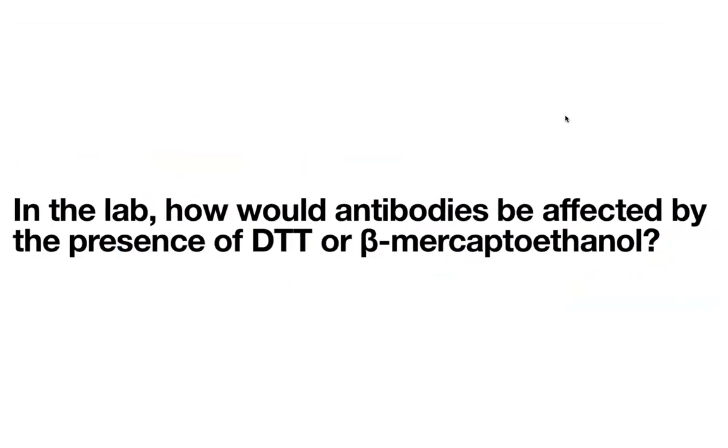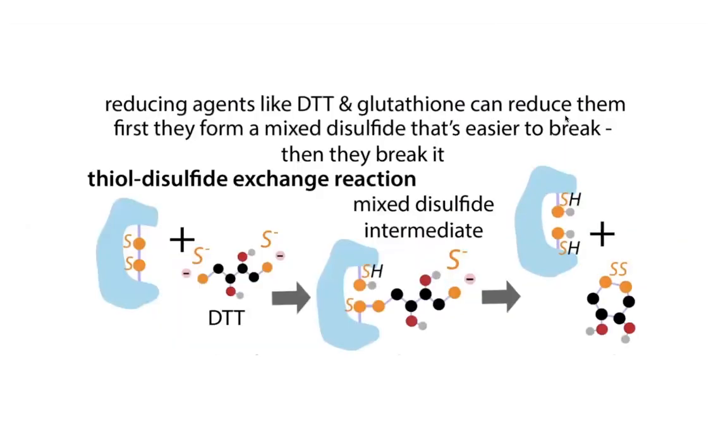But if we're in the lab, how would these antibodies be affected by the presence of DTT, or beta-mercaptoethanol? So think back to what these are. Remember, in the lab, we used DTT when we were purifying our protein because we wanted to mimic the intracellular environment. So how would adding DTT to an antibody affect things? Yeah, the DTT serves as a reducing agent. It would break up those disulfide bonds.